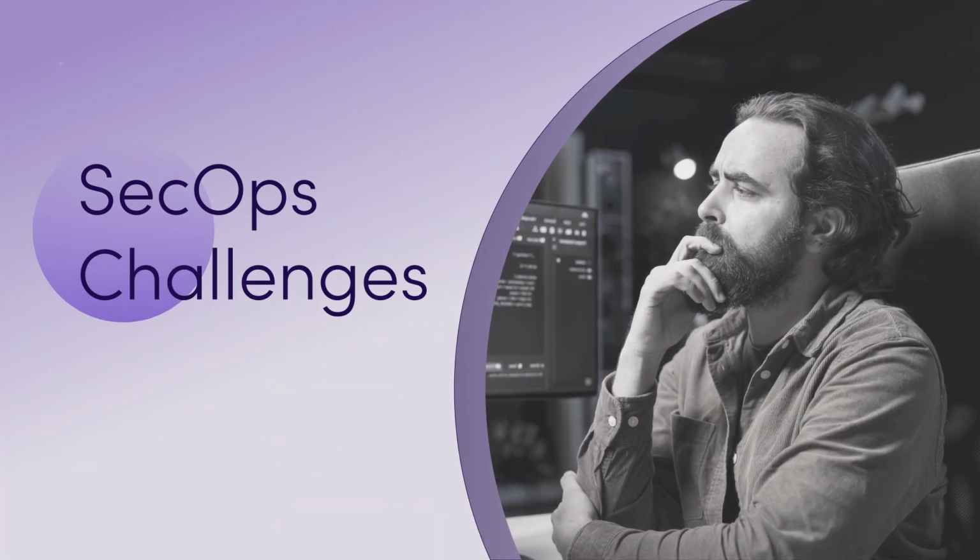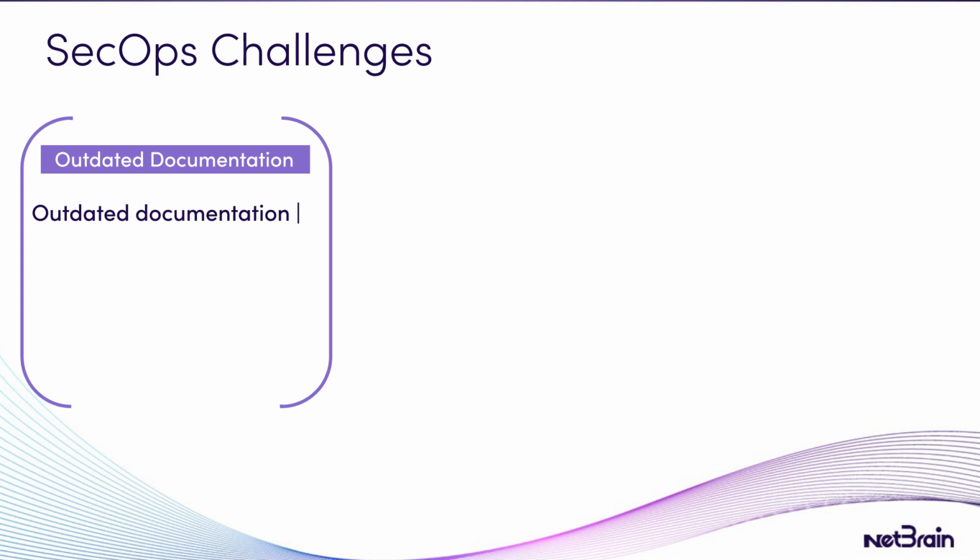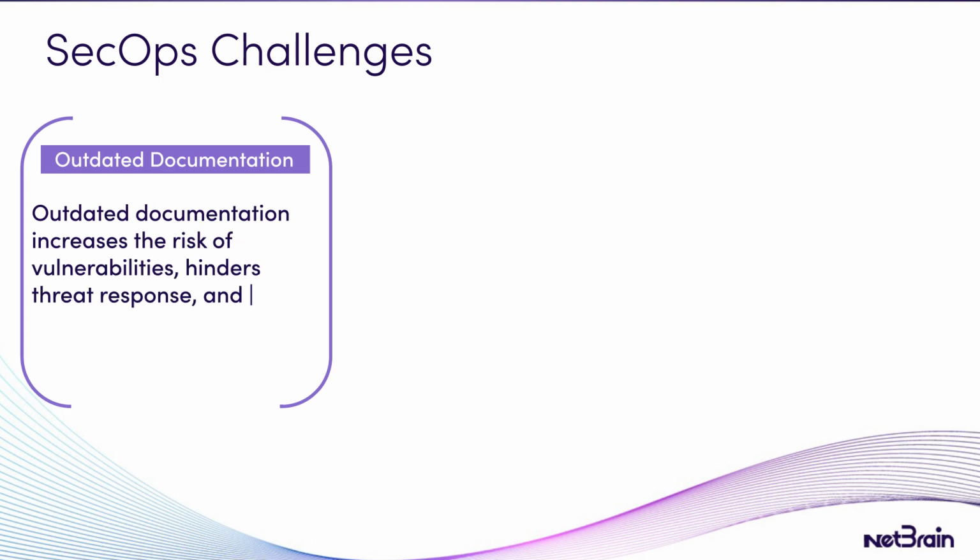Now, some of the common challenges that we found in our customer interactions were: the first challenge is outdated documentation. Be it topology maps or your golden config templates, almost all modern security operations teams have faced at some point or the other the perils of out-of-sync documentation.